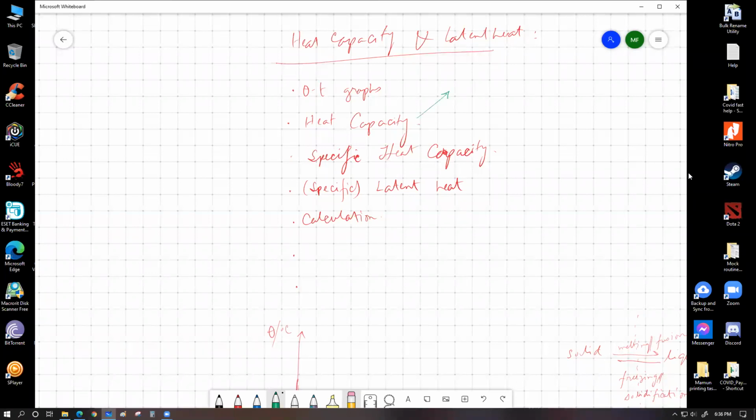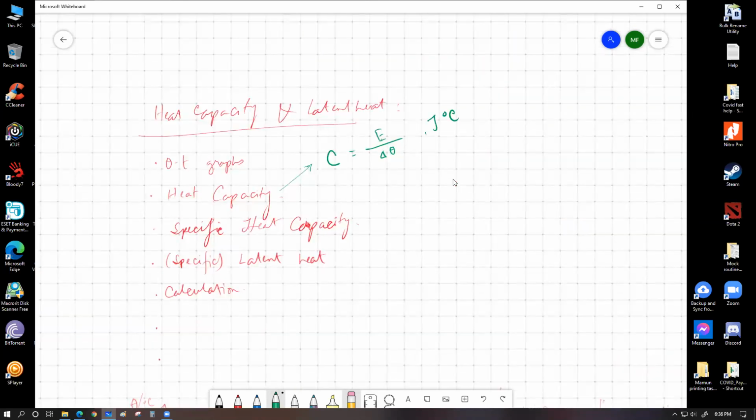I'm using the term object. Remember this thing. Heat capacity of an object is given by capital C equals E over delta theta. The unit of this thing is joule per degree Celsius or joule per Kelvin. The way we define heat capacity is that the amount of energy required to change the temperature of the object by one unit is the heat capacity of that object. I'll say it again. The amount of energy required to make a unit temperature change of an object is the heat capacity of that object.